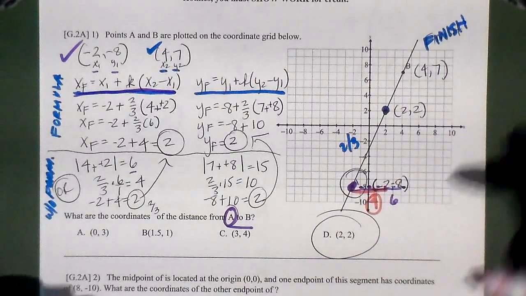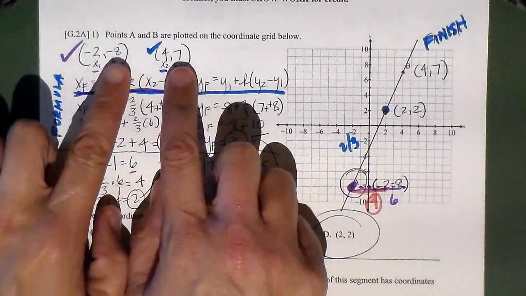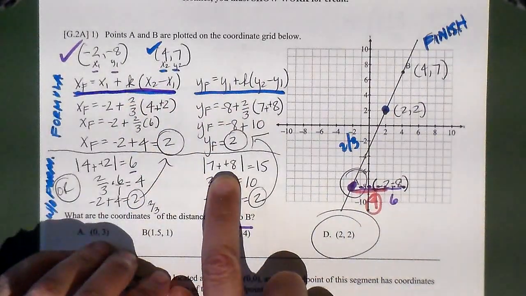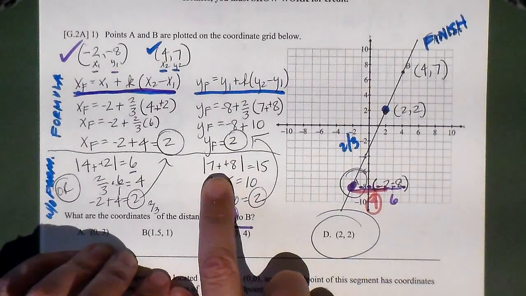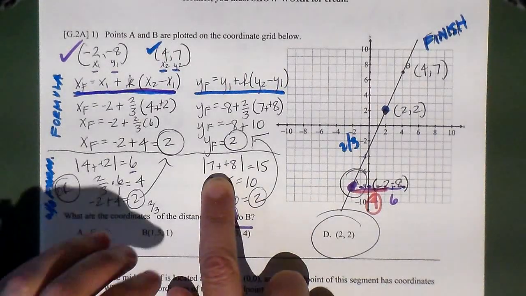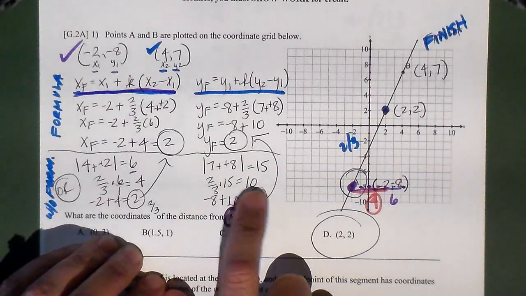That's 4. That's my fractional distance, okay? So now I'm going to do the same thing for the y value. The y value, I find the distance between the y-coordinates, 7 and -8. I do that by doing the difference. Sorry, I'm kind of rushing this. I want to get this up on Google. So 7 minus -8 is 7 plus 8, which is 15.